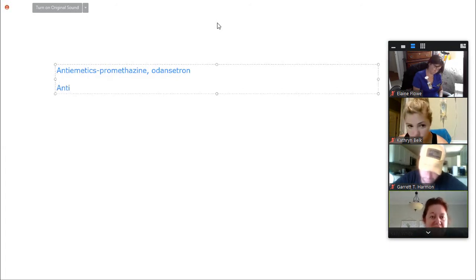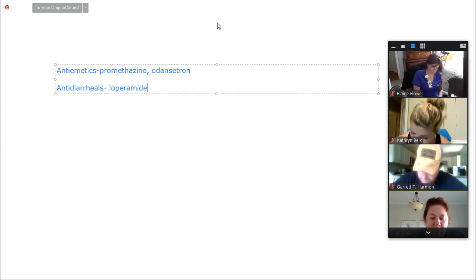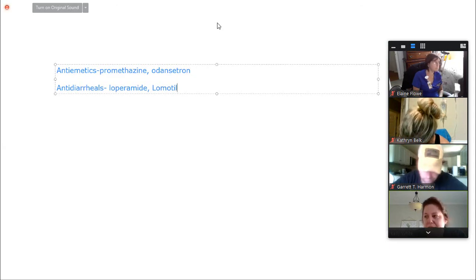You have that patient that's dehydrated because they have diarrhea. We're going to give antidiarrheals. So we might give loperamide, which is Imodium. We might give them Lomotil. And those are going to help with preventing fluid loss from diarrhea.